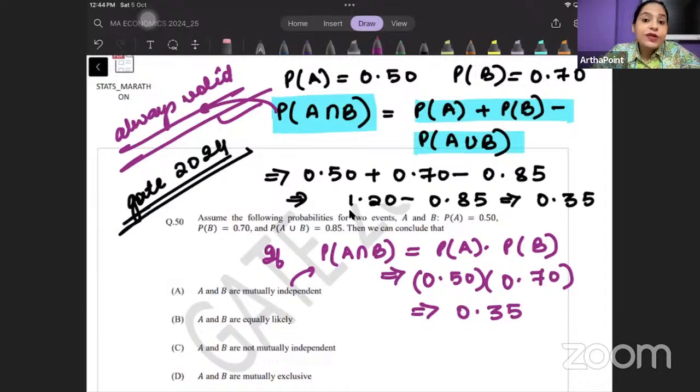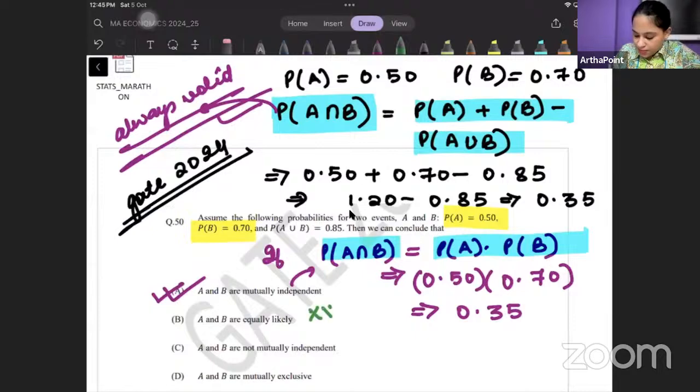Right? It means that the first option at least is correct, that they are actually independent of each other, because probability A intersection B is becoming probability of A into probability of B. So that is the correct part. So yes, they are mutually independent. ये एकदम ठीक बात है. A and B are equally likely. ये तो ठीक नहीं है, because we can see that probability A and B are different, right? So they are not equally likely. This is incorrect. Not mutually independent is also incorrect.